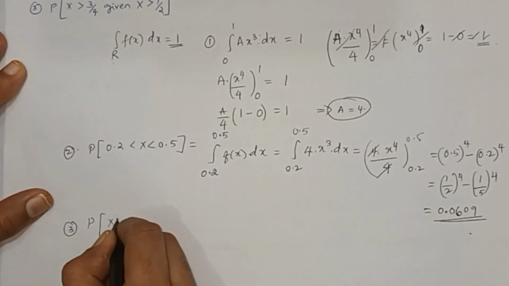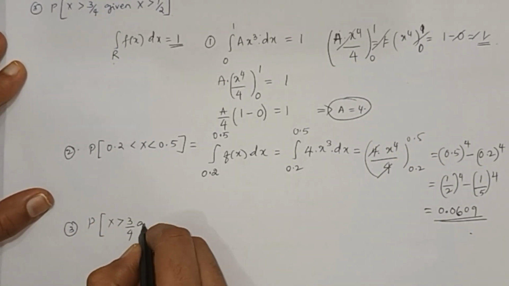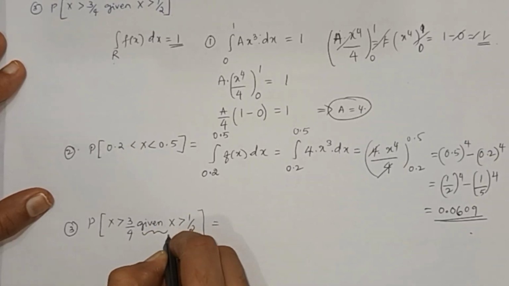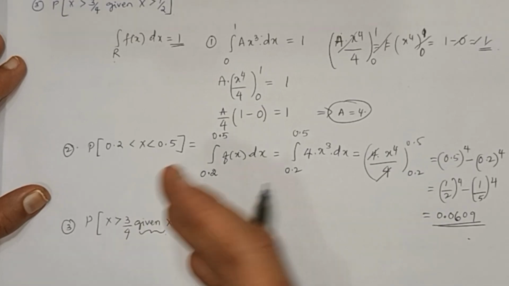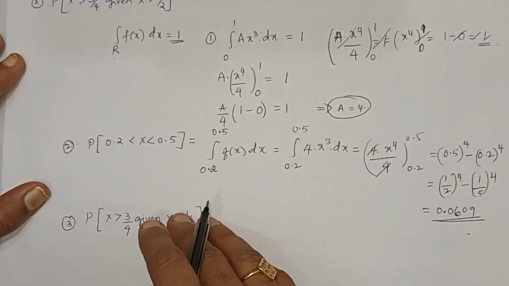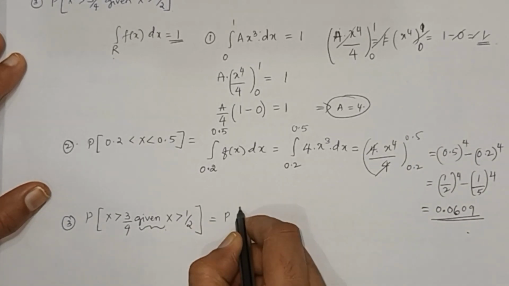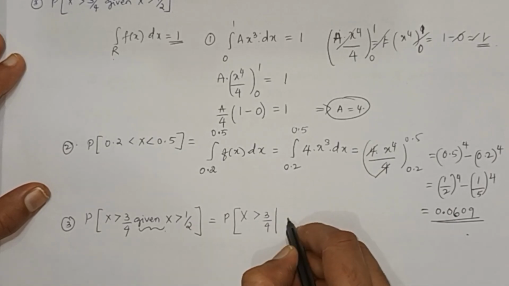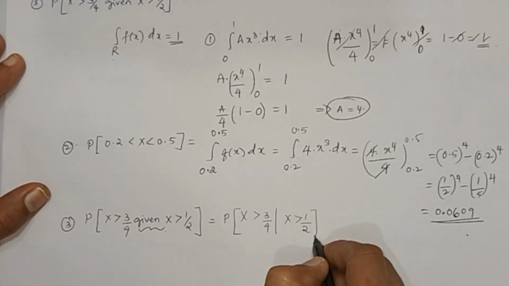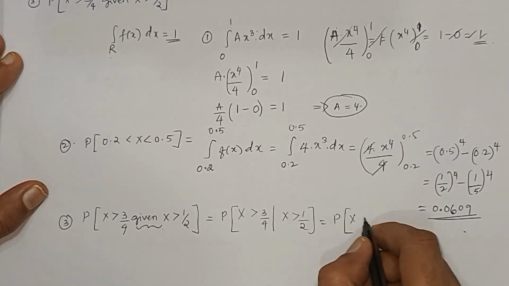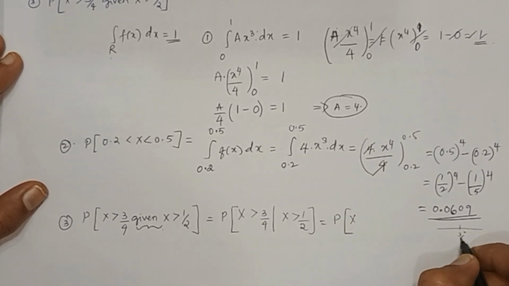Then third question: probability of x greater than 3 by 4 given x is greater than 1 by 2. Here, given, so it is conditional probability. I have already explained what conditional probability is; a video is already made on that concept. So how to write this: probability of x greater than 3 by 4 given that x is greater than 1 by 2. Using the definition of conditional probability, x is greater than 3 by 4, and x is greater than 1 by 2.